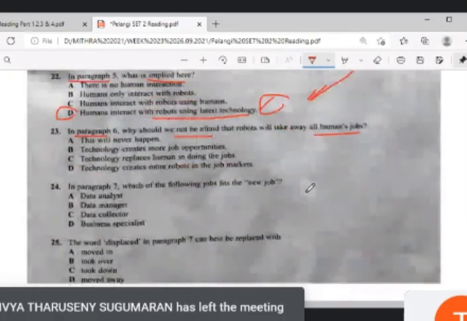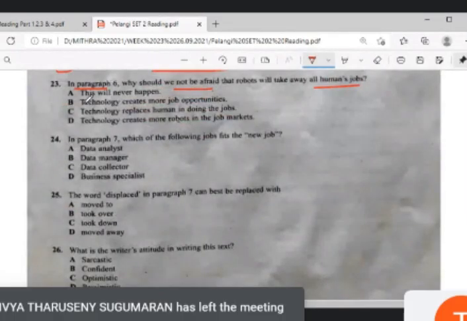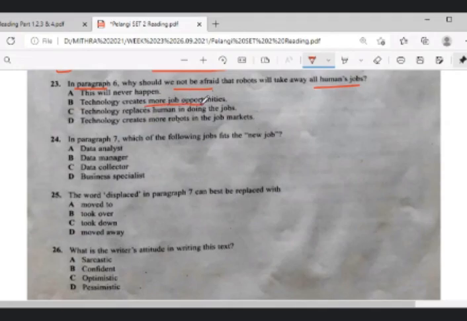Okay, so if you were to check the answer for question number 23, yes, it is B. Technology creates more job opportunities.